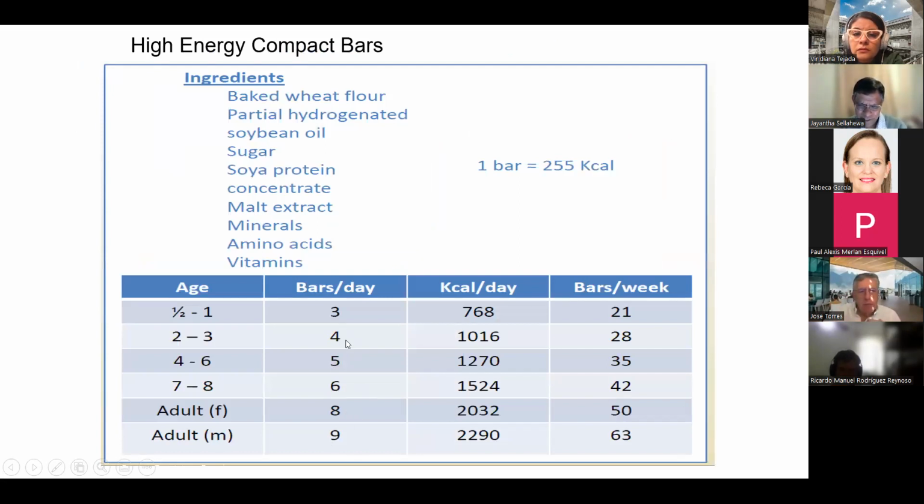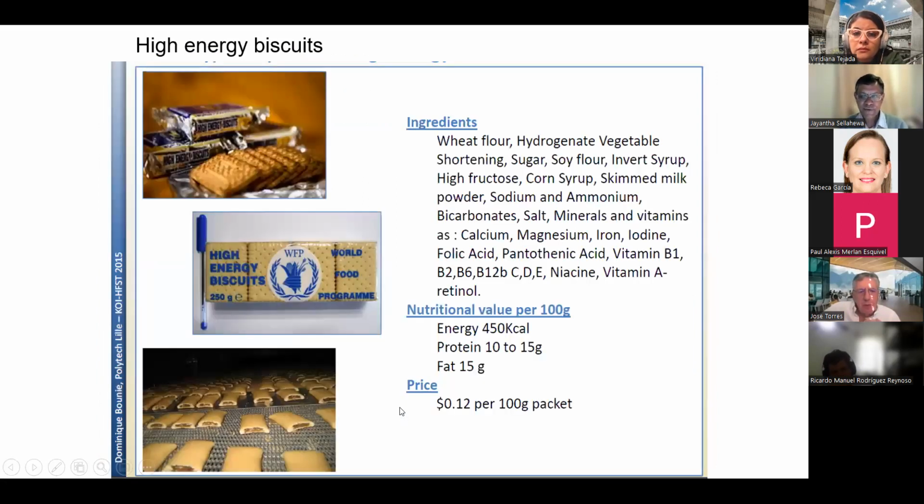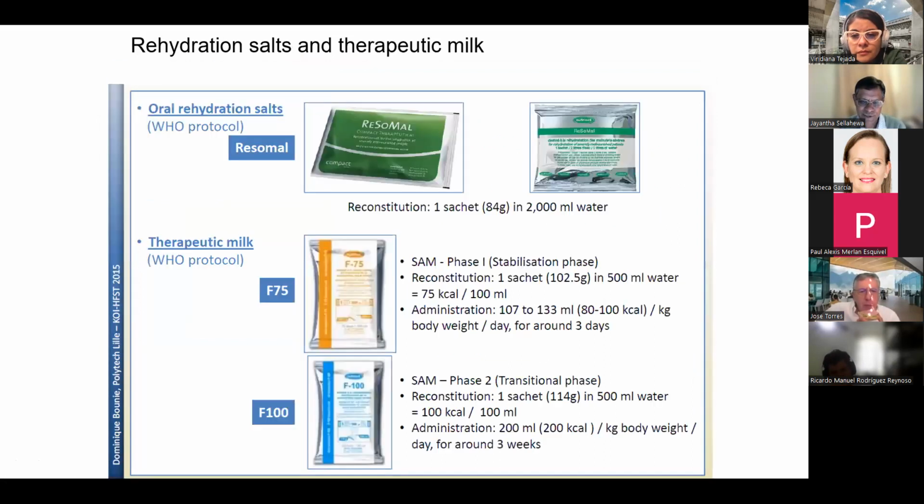And you can see, depending on the number of bars you eat, you can give the daily nutritional intake for a 6-month-old infant or an adult. Another popular product is what's called a high energy biscuit. Similar composite nutritional density to the energy bar.